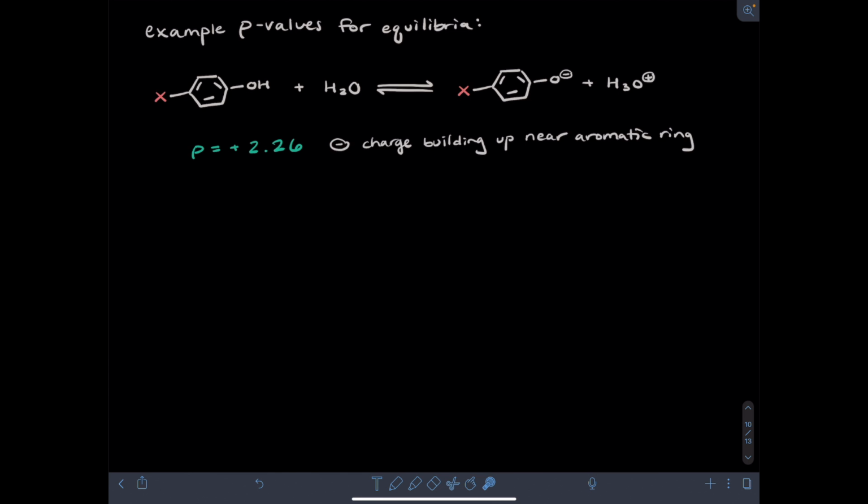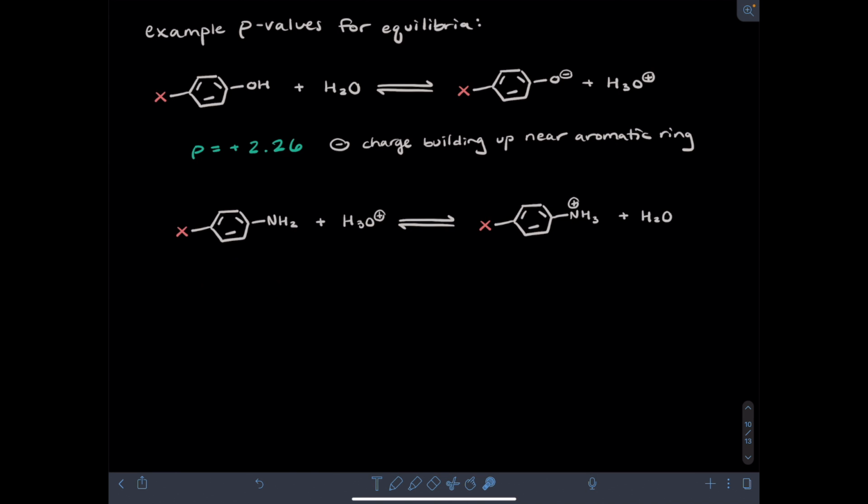This indicates that there is negative charge building up near the aromatic ring in this equilibrium, which makes sense because we see an oxygen with a negative charge directly attached to the aromatic ring. This equilibrium is more sensitive than the benzoic acid case, because in this case the negative charge is directly connected to the aromatic ring, and therefore the substituent X has a greater effect, in this case, for this equilibrium, compared to our original benchmark reaction.